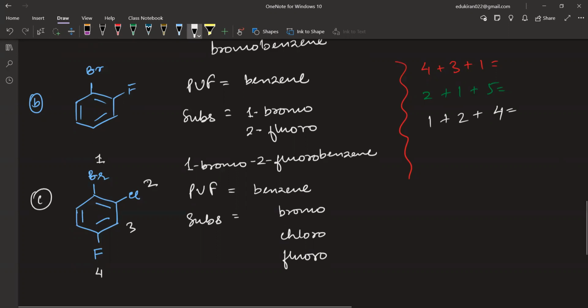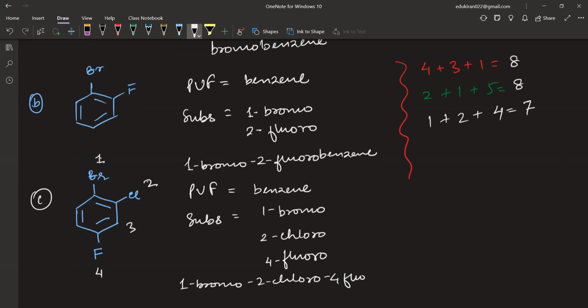Because when you add this, this will be equal to 8. If you add this, it will also be equal to 8. But if you add this, it will be equal to 7. So lowest locant, this will be the lowest locant. So bromo gets the number 1, chloro gets the number 2, fluoro gets the number 4. So this will be 1-bromo, 2-chloro, 4-fluoro, benzene.